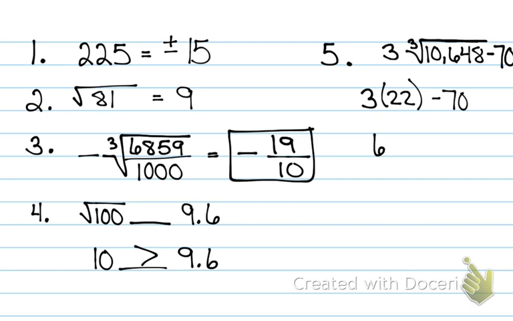3 times 22 minus 70. Now, this next step we could do without. All right? I will not deduct for that step, but I must see the multiplication. 66 minus 70 is -4. All right, no work, half credit. All right, so you've got to show work there.